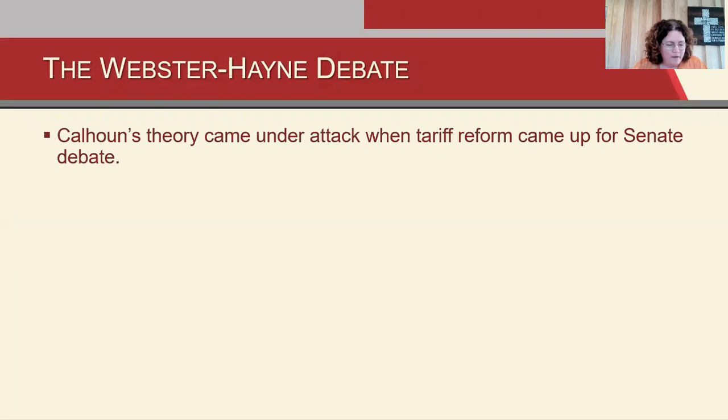The South pushed the West to support a lower tariff in return for Southern support of a free or cheap land policy. Westerners wanted to open more lands to settlement at a low cost. But Northerners opposed the ideas. They feared that their workers would move away to the Western lands. Calhoun's theory came under attack when tariff reform came up for debate in the Senate.